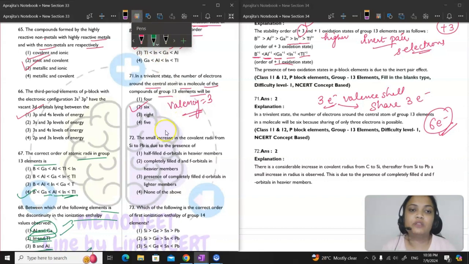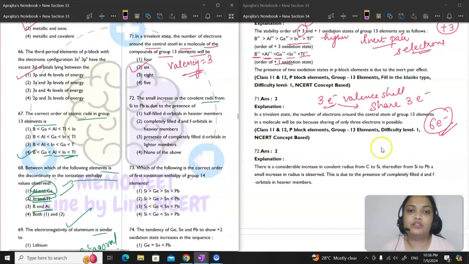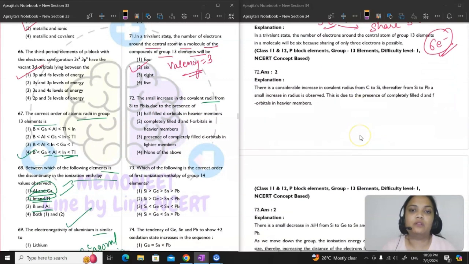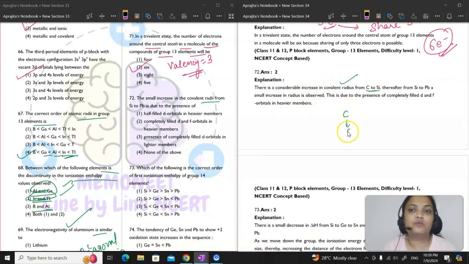Next question, students, question number 72. The small increase in covalent radii from silicon to lead is due to the presence of, now we are talking about the, so there is a considerable increase in covalent radius from carbon to silicon.